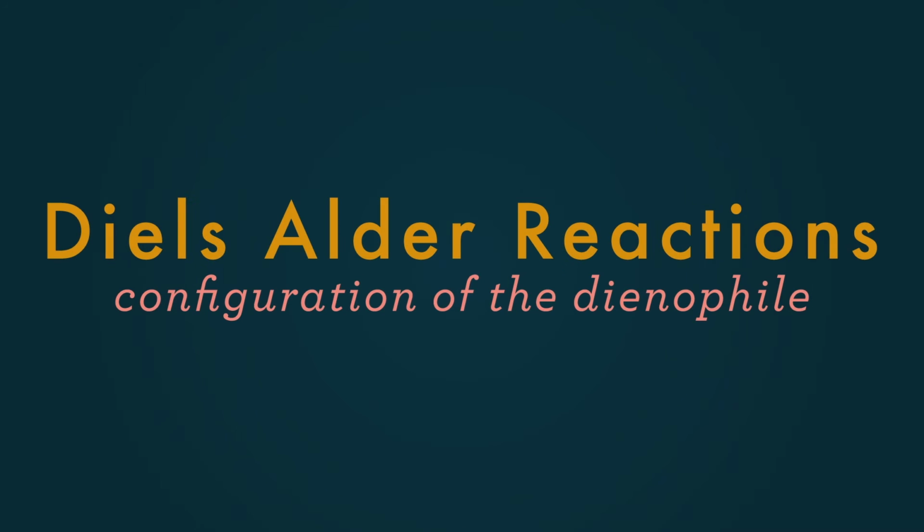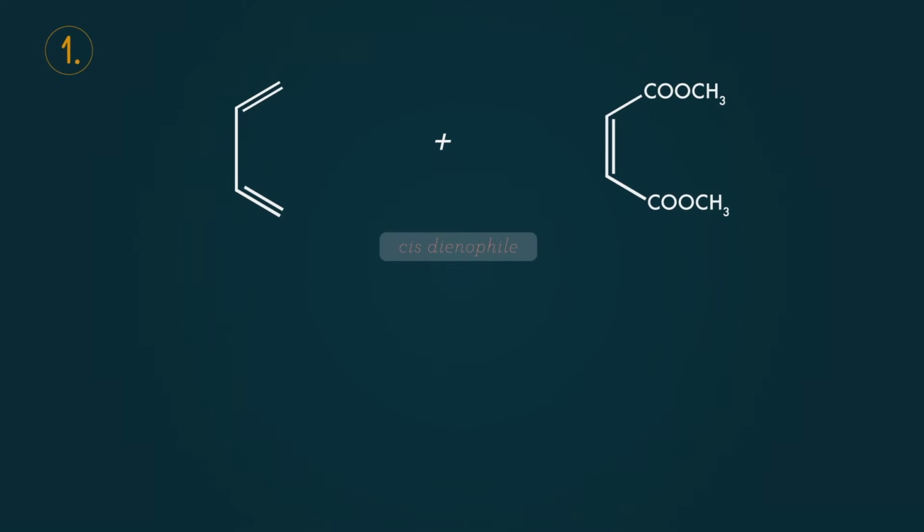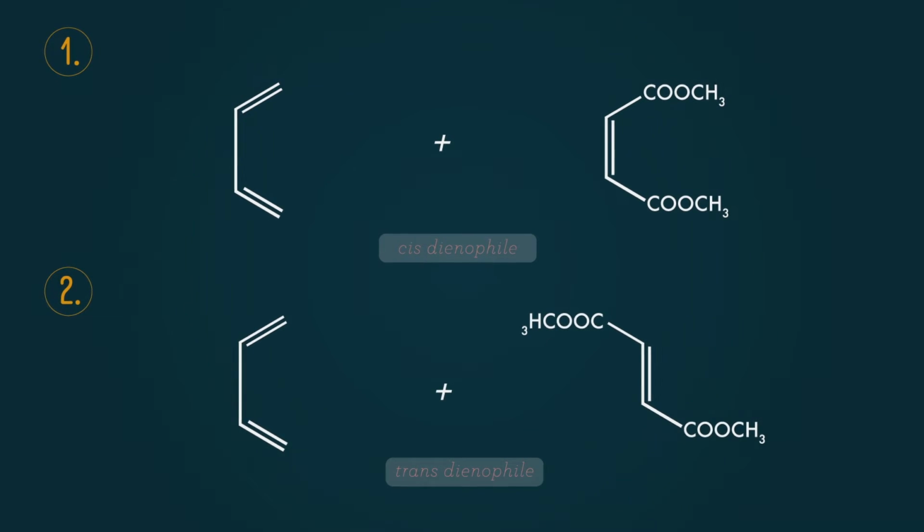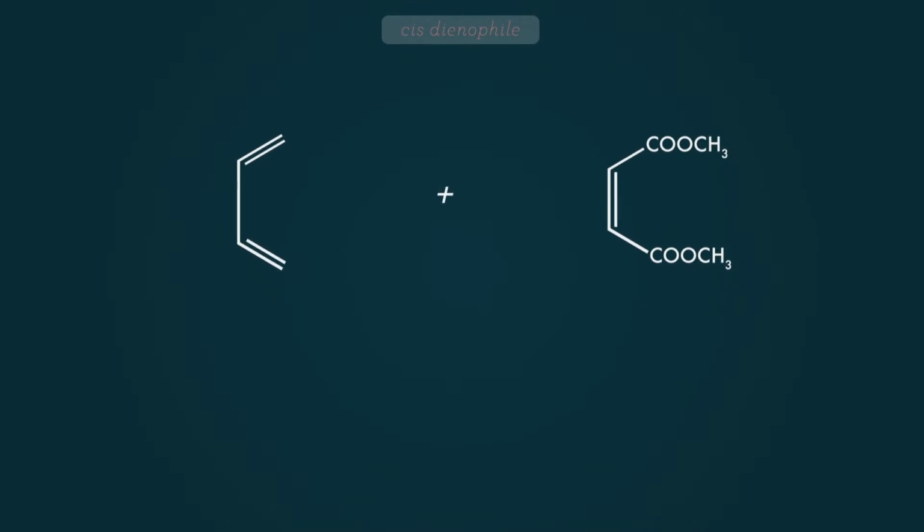In this animation, we will review how the structure of the dienophile affects the end product in a Diels-Alder reaction. We'll use the same diene throughout. Let's start by reviewing the cis dienophile.